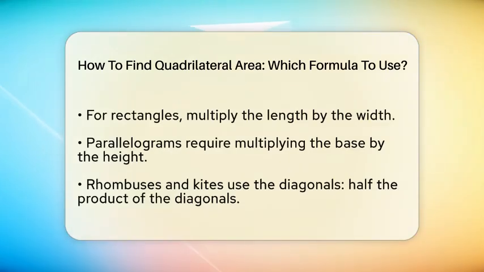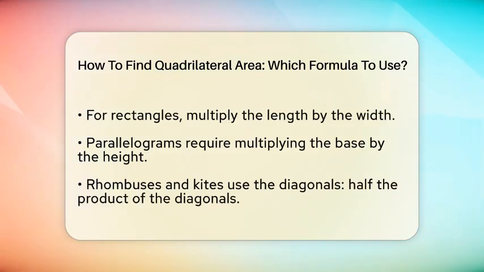If you have a parallelogram, multiply the base by the height, which is the perpendicular distance from the base to the opposite side. For a rhombus, which looks like a tilted square, the area equals half the product of its two diagonals. The diagonals cross at right angles, so this formula works perfectly. The same formula applies to a kite, which also has diagonals that intersect at right angles.